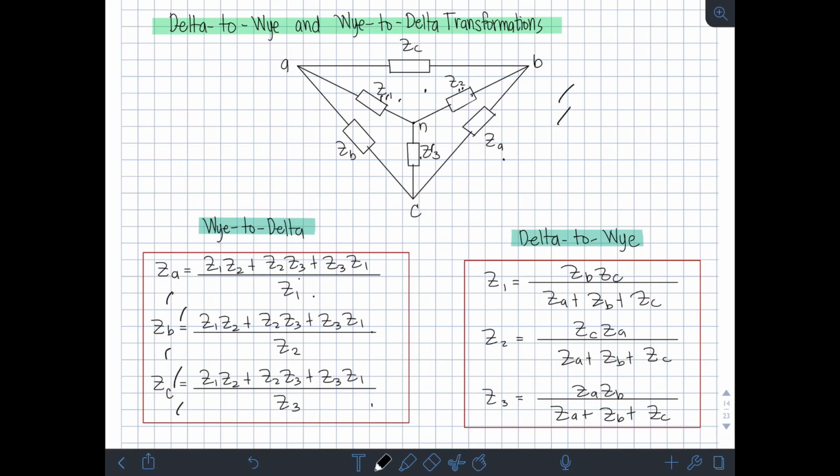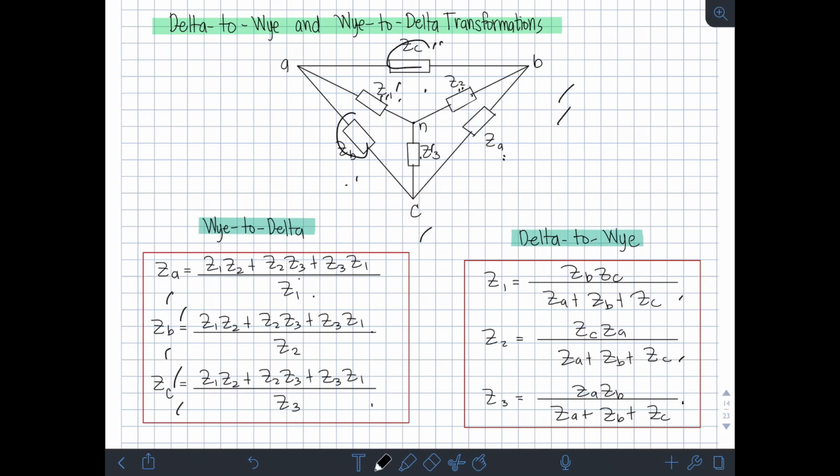Okay? For delta to Y, the denominators are all the same, which is the sum of the individual impedances of the delta. So, ZA plus ZB plus ZC. And then, for a specific Y impedance we are considering, let's say Z1, you multiply the two impedances adjacent to it, which are ZC and ZB, right? So that is its numerator, ZB times ZC. The pattern is the same when we consider the other Y impedances Z2 and Z3.